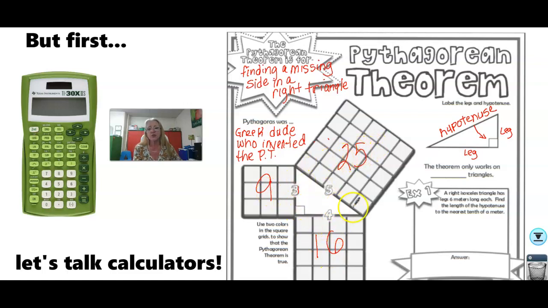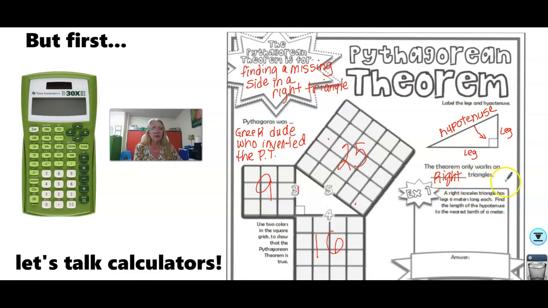If you square the two legs of a right triangle and add those sums together, it will equal the hypotenuse squared, okay? And you can color these blue and these red and then color these purple, or do part of them blue and part of them red. This theorem only works on right triangles.